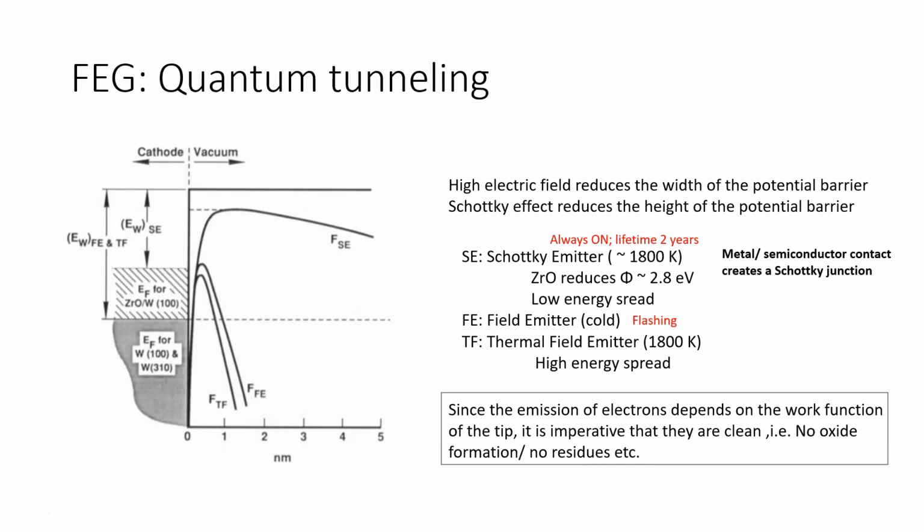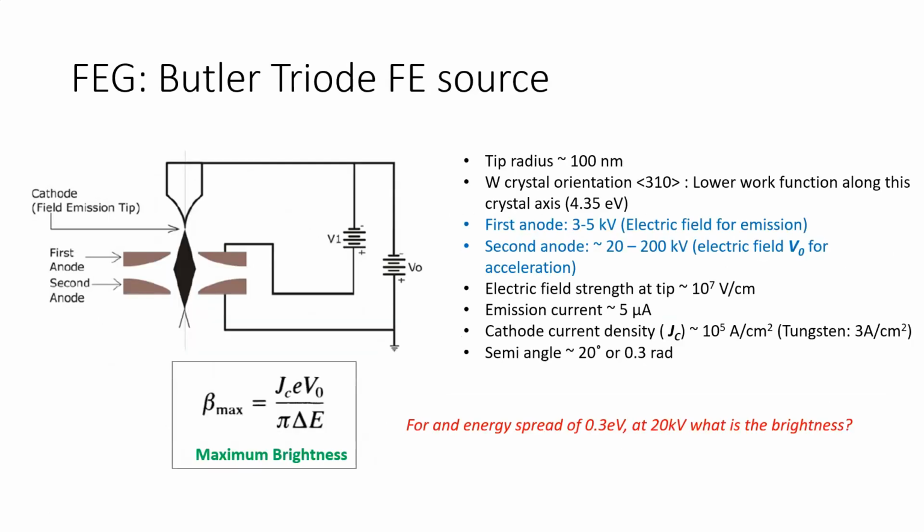Okay, so since emission of electron depends on the work function of the tip, it is very, very important that you keep the tip clean. There shouldn't be any oxide formation on the surface of the tungsten itself. So if you have tungsten and if there is some oxygen in the electron column, then you can end up getting some kind of an oxide on the surface, which is not good.